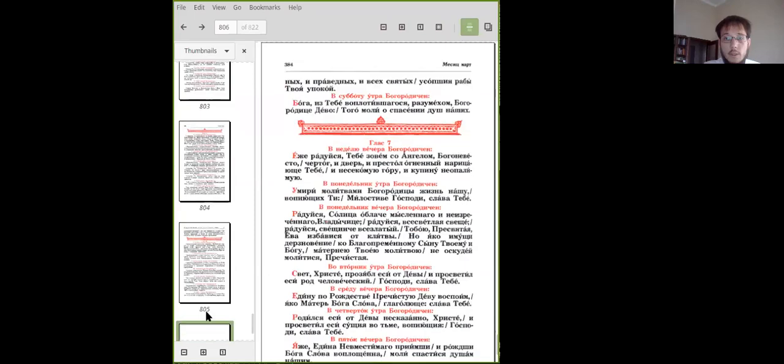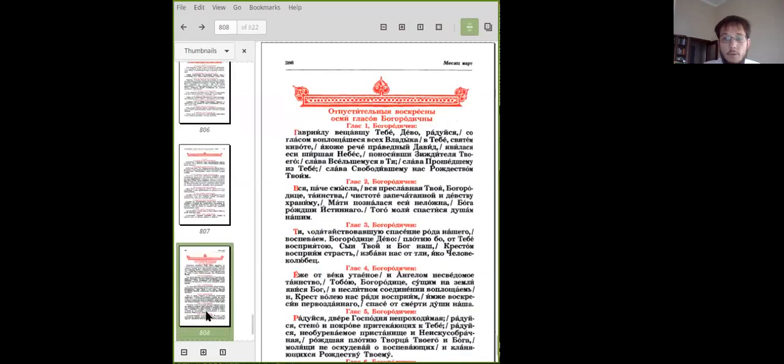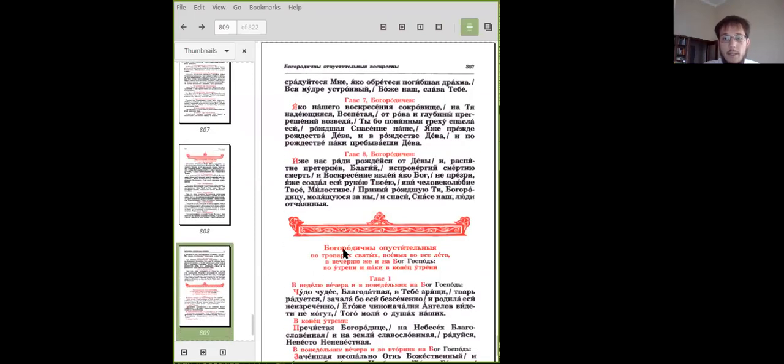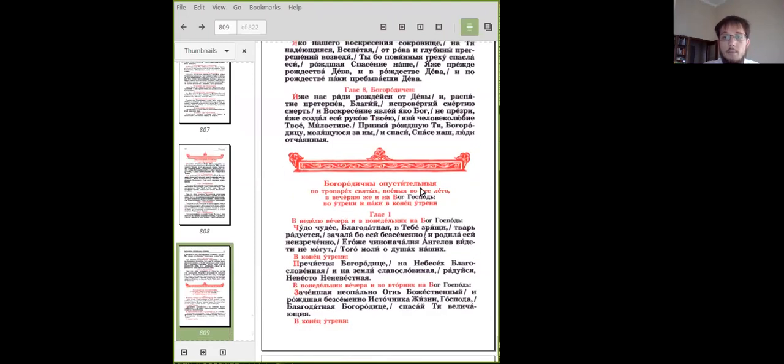We are going to keep going. We're going to skip for a second appendix 3 and go to appendix 4. Bogorodichny otpustitelnye, the Theotokia of dismissal, according to the troparion of the saint, or after the troparion of the saint, sung throughout the year at Vespers and at God is the Lord of Matins, and again at the end of Matins.